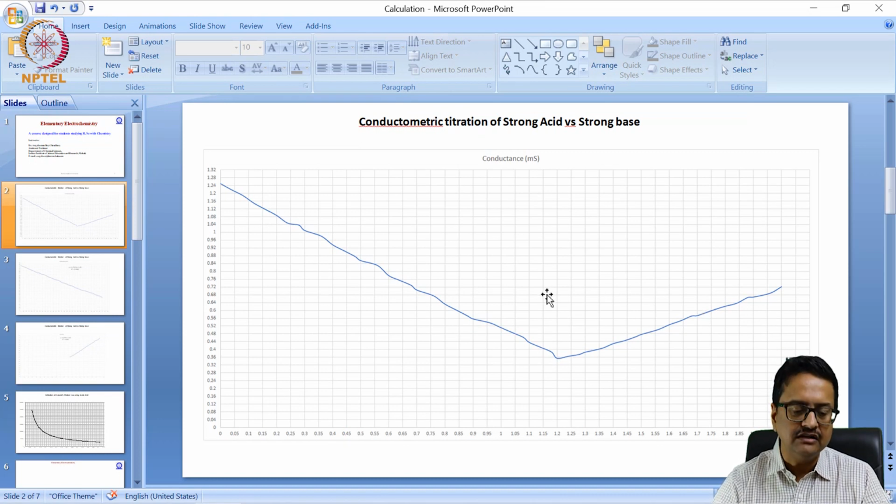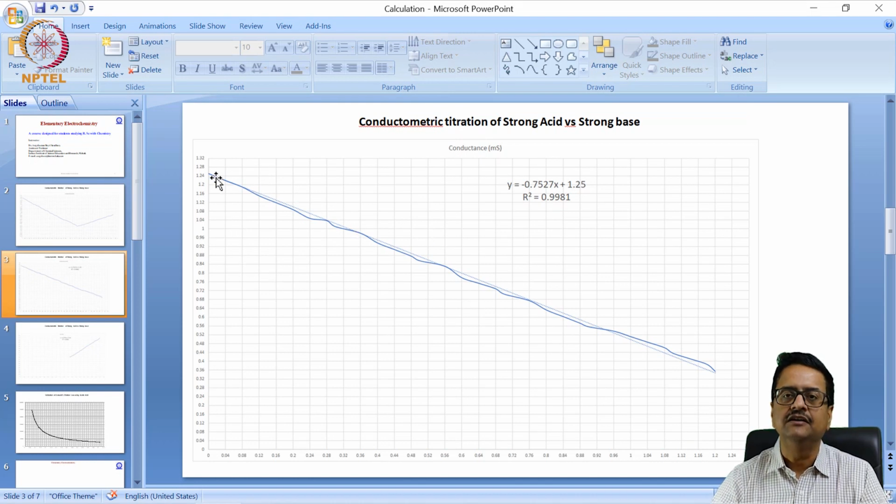Then what I have done, which one can also do using graph paper in a different way, I will tell you about that. What I have done is I have split this graph into two parts. One part is this downward line, that is the negative slope line, and the other is the positive slope line. Then I have used Excel to calculate the equation to fit those points. That is the equation for a straight line, y equal to mx plus c, where this c is the conductance value at zero volume of NaOH, and the fit is reasonably well, 0.99 is the R square value, so that indicates the fit is very good.